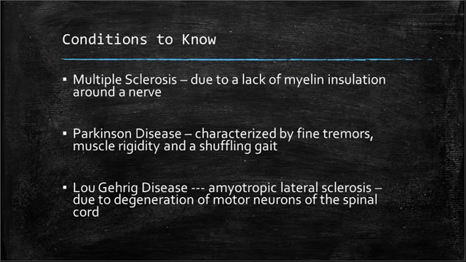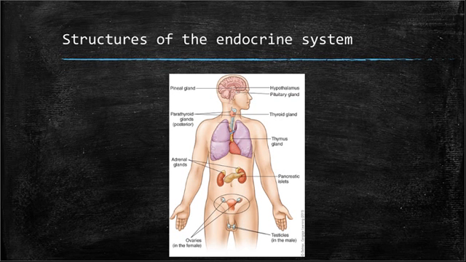So those three conditions in addition to coma, those will be helpful for your quiz. We are going to next move on to the endocrine system. Let's first look at the structures of the endocrine system.